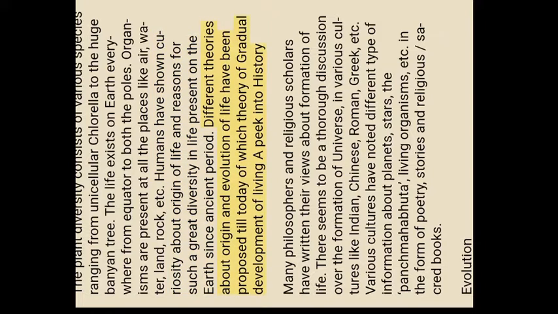Different theories about the origin and evolution of life have been proposed till today, of which the theory of gradual development of living organisms is a peek into history. Many philosophers and religious scholars have written their views about the formation of life. There seems to be a thorough discussion over the formation of the universe in various cultures like Indian, Chinese, Roman, Greek, etc. Various cultures have noted different types of information about planets, stars, the Panchmahabhuta, living organisms, etc. in the form of poetry, stories and religious, sacred books.